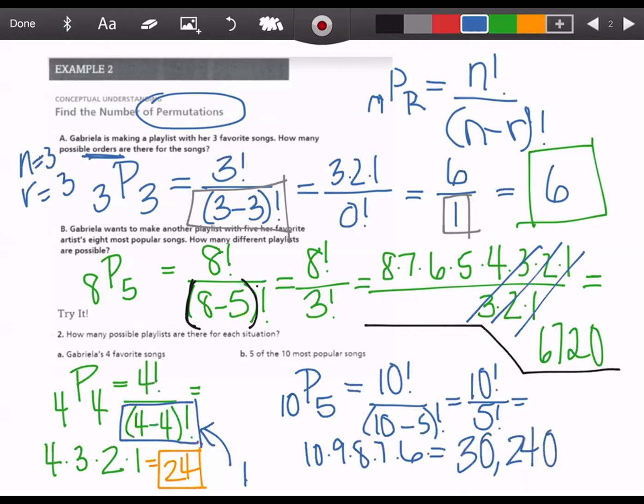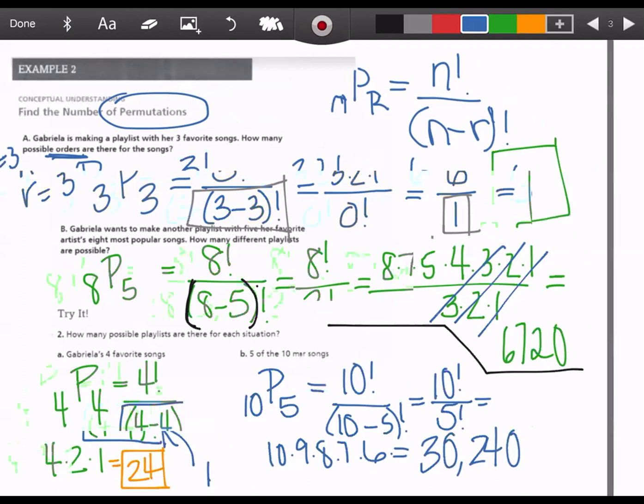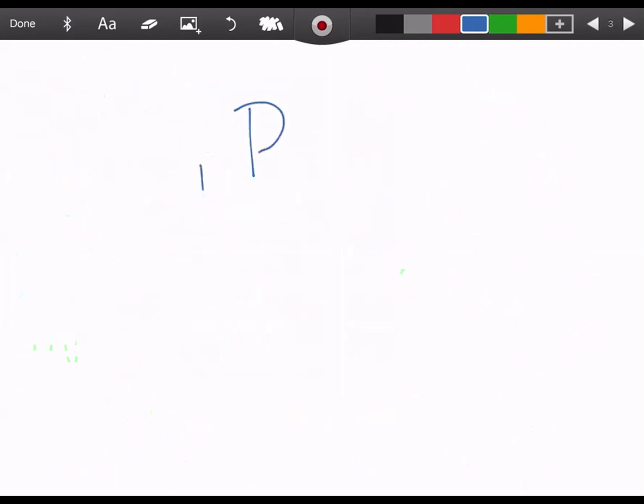Now let's suppose we needed to find that on the calculator, because there is a way to find permutations on the calculator, but it's nice to know how to do it by hand, just in case we need to show it by hand someday. But either way, there is a way to solve it on your calculator. So I'm going to go through that now, and we're going to do 10 permutations 5. So we're going to type that into our calculator.